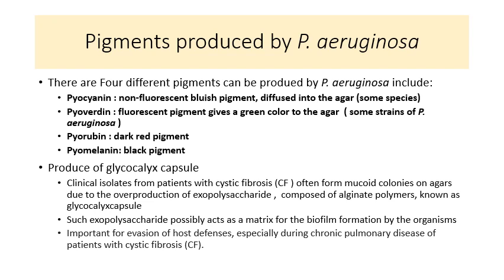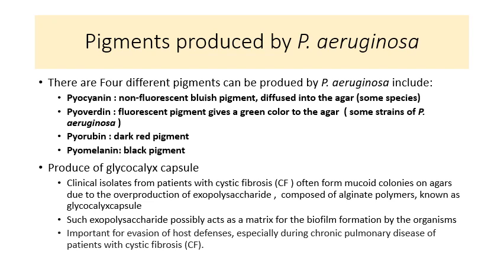And this is produced by some strains of Pseudomonas aeruginosa. There is also pyorubin, which is a dark red pigment, and pyomelanin, which is a black pigment. So these four pigments produced by Pseudomonas can be utilized as characteristic and identification features for Pseudomonas aeruginosa.